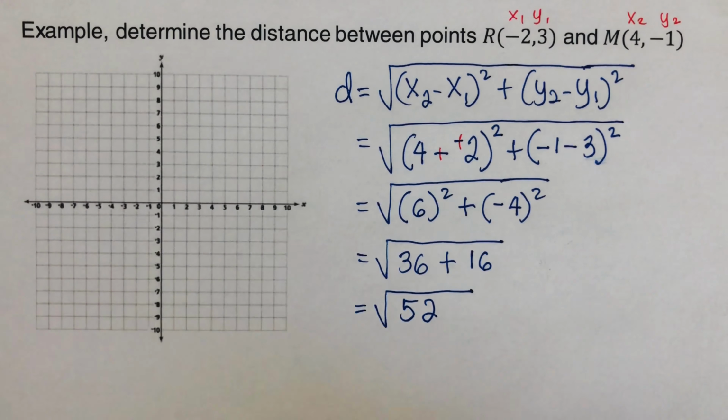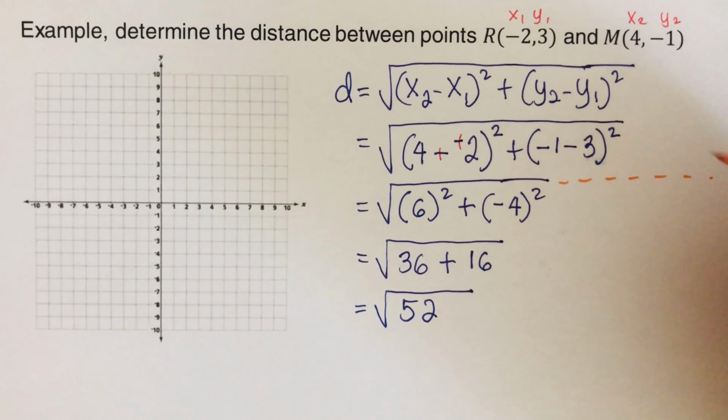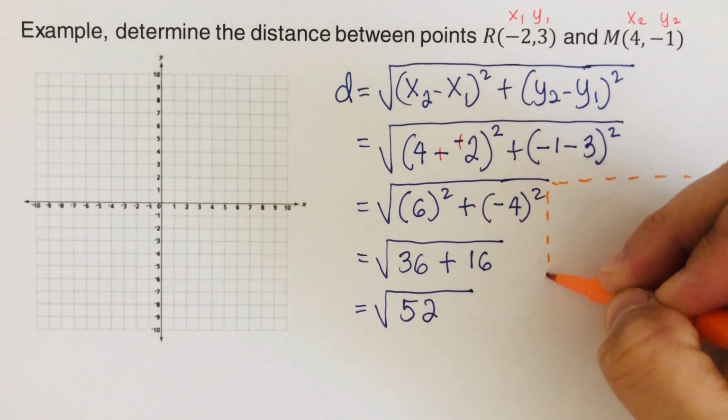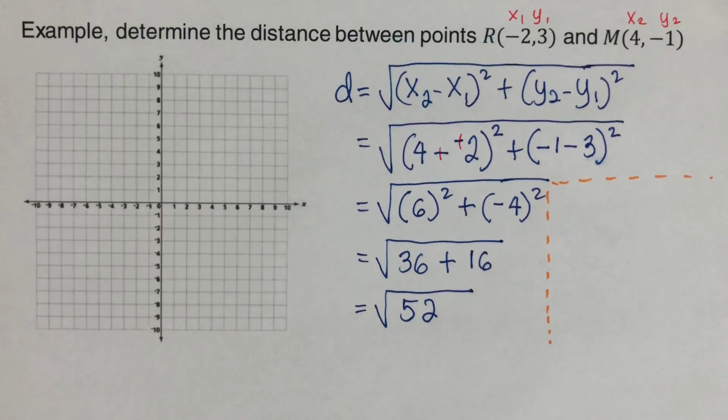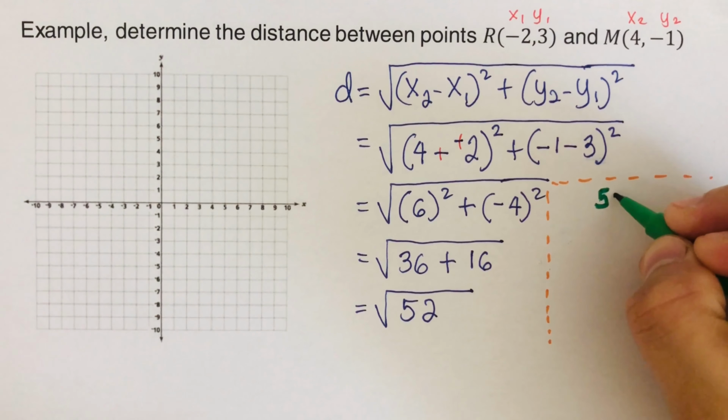Now, we can actually simplify this. There's another video that talks about how to simplify radicals with the square root, how to simplify square roots using factor trees. I'm going to put the link of that video in the description box below. So we start off with 52 right here. So we're going to find the prime factors.